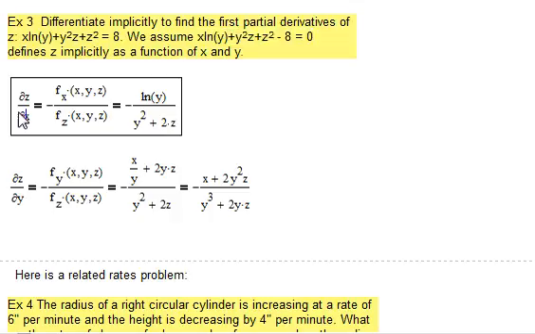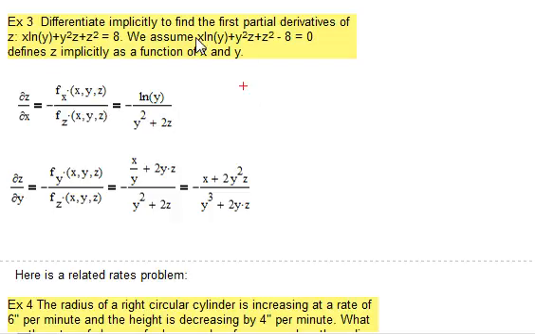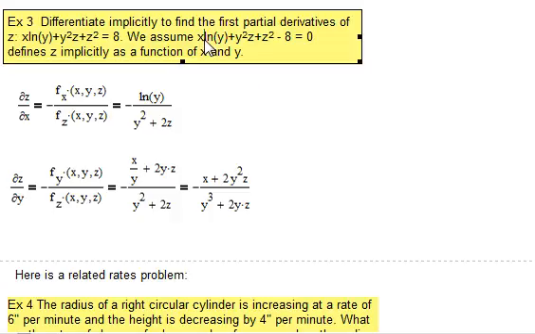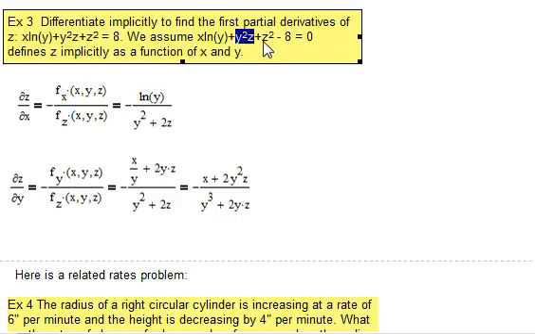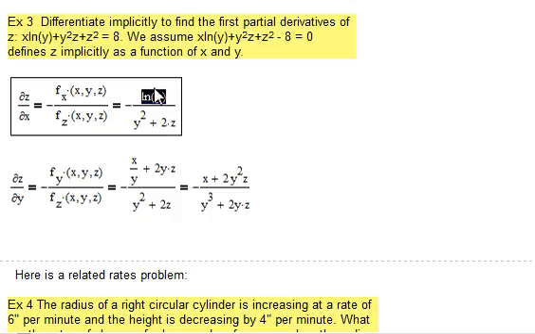So the partial of z with respect to x would be the negative of the partial with respect to x divided by the partial with respect to z of this function. So here it is, the partial with respect to x. Well, ln of y is a constant and the derivative of x is 1, so it's just going to be ln of y here. This is a constant, this is a constant, this is a constant. So the derivative of the rest of that is just 0. So we've got negative of ln of y.